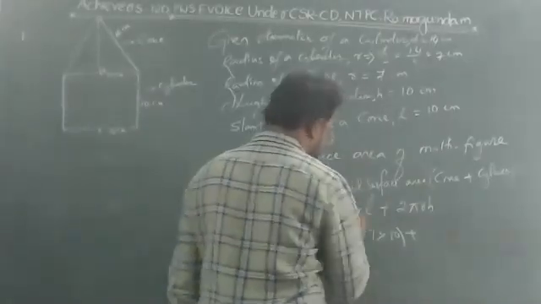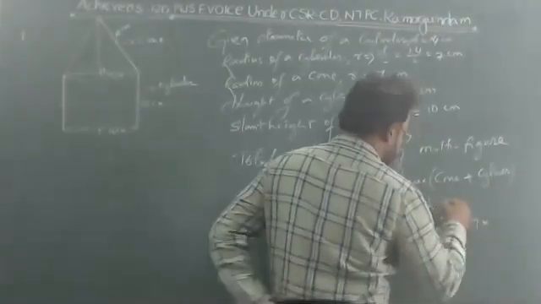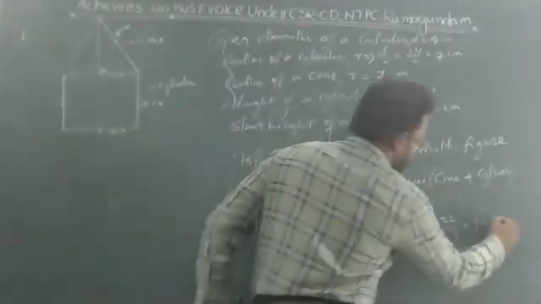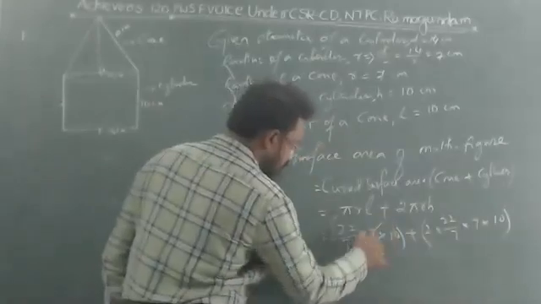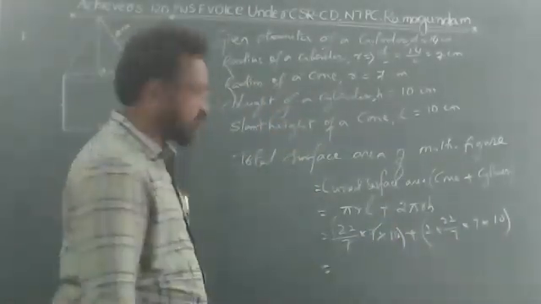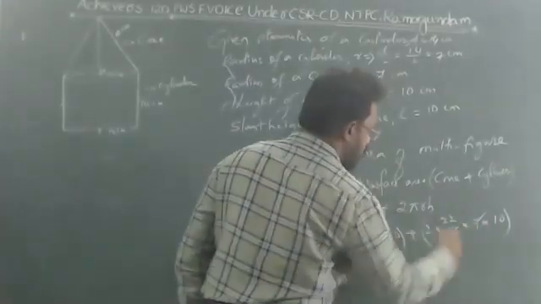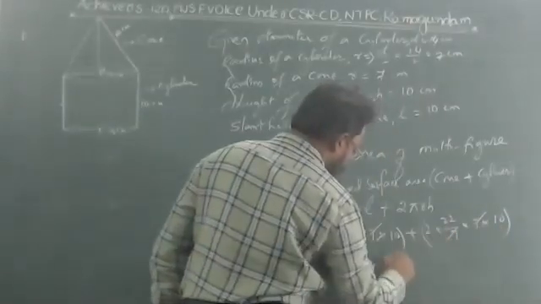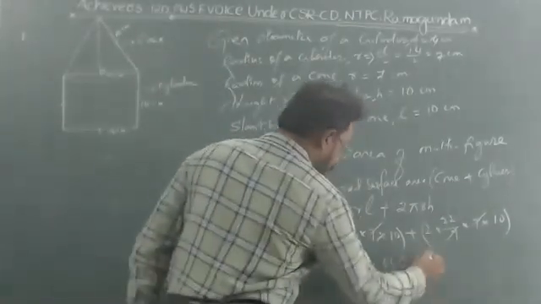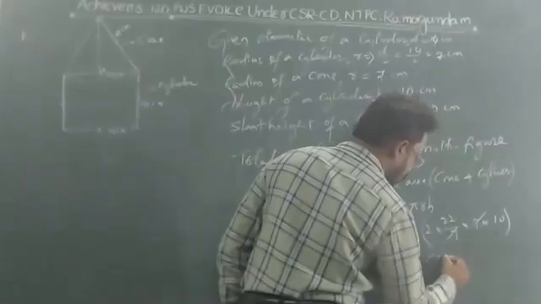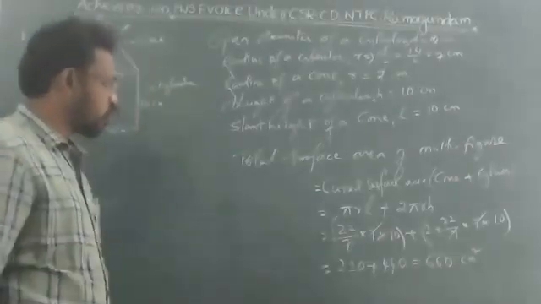Plus here, this is one box. Another one, 2 into 22/7 into R is 7 into H. This H is 10. So now do the calculation here. This 7 gets cancelled. 22 tens are 220. Now this one also gets cancelled. 22 tens are 220. 220 into 2, 440. Now this totally is equal to 660 centimeters square. Add both, 220 plus 440.